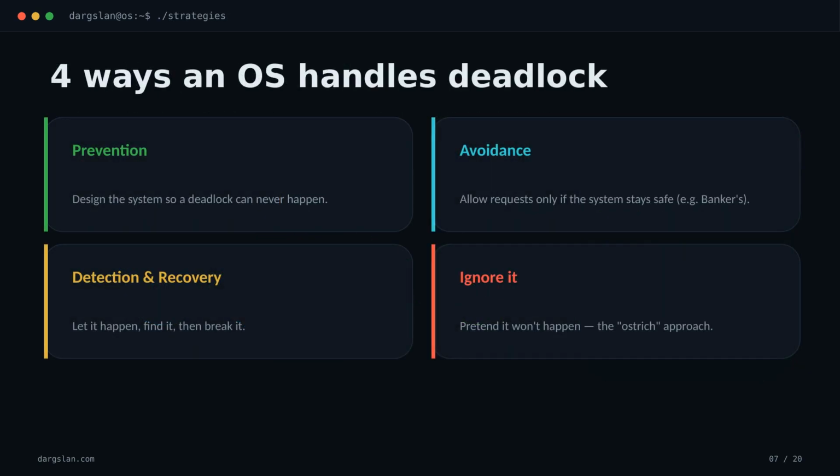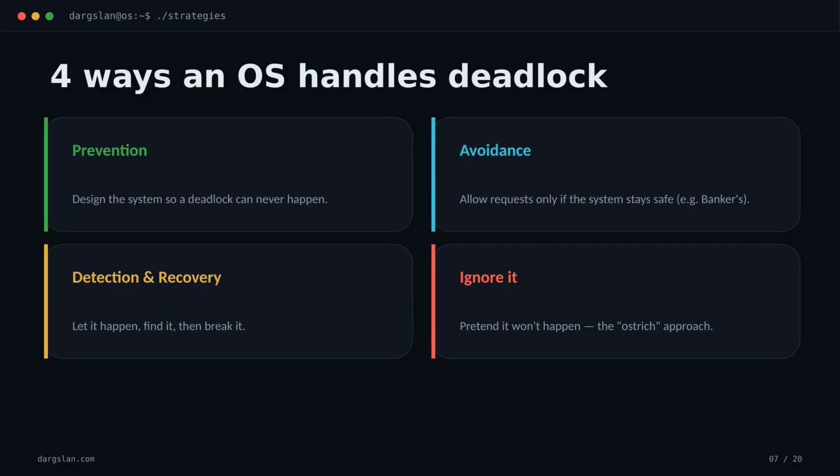So, once we know a deadlock can form, the natural question is, what does the operating system actually do about it? Broadly, there are 4 strategies. Prevention means designing the system so one of those 4 conditions can never hold in the first place. Avoidance is more dynamic. We grant resource requests only when we can prove the system stays in a safe state. And the classic example here is Banker's algorithm.